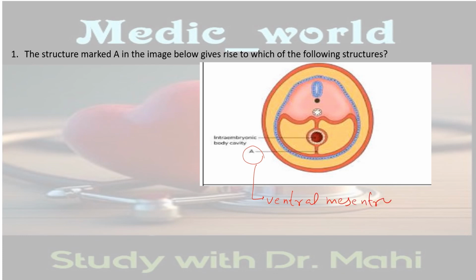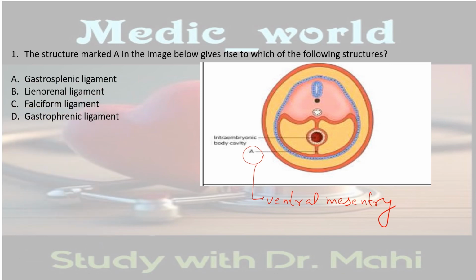So let's see the options. In the given options, the only ligament which is related to the liver is the falciform ligament. So the answer to this question is option C, that is falciform ligament. It arises from the ventral mesentery.